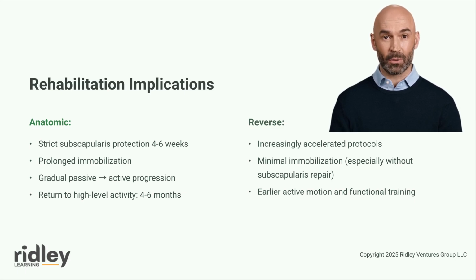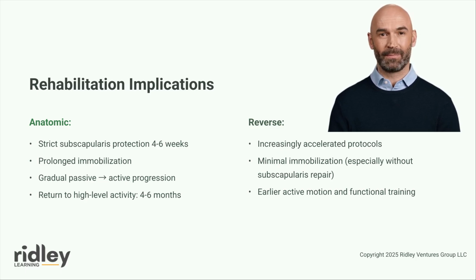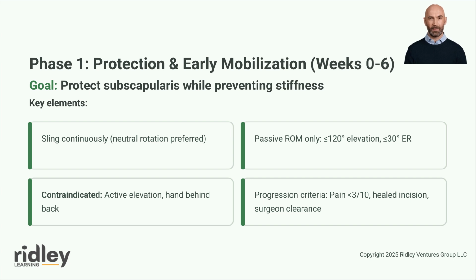Let's move now to Module 2, Evidence-Based Rehabilitation Protocols for Anatomic Total Shoulder Arthroplasty. Postoperative rehabilitation following anatomic total shoulder arthroplasty is structured around 3 distinct phases that correspond to tissue healing timelines, surgical precautions, and progressive restoration of shoulder function.